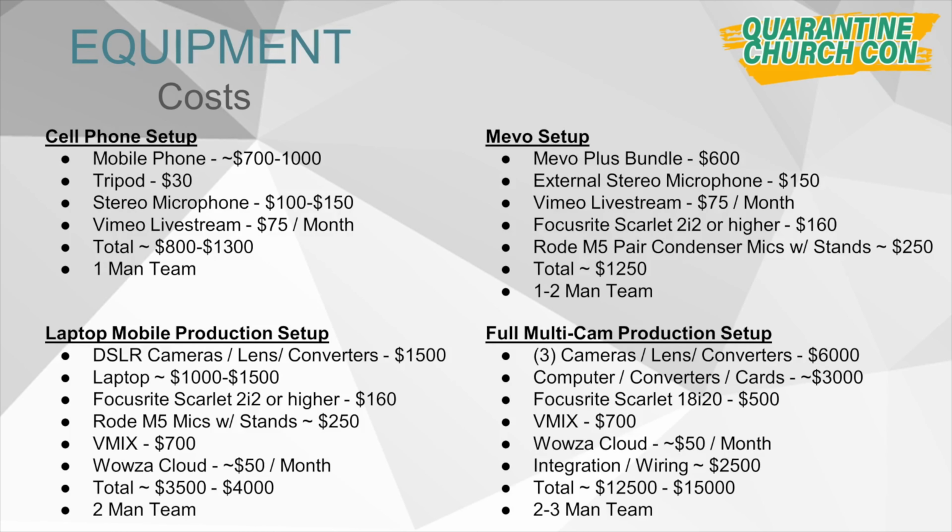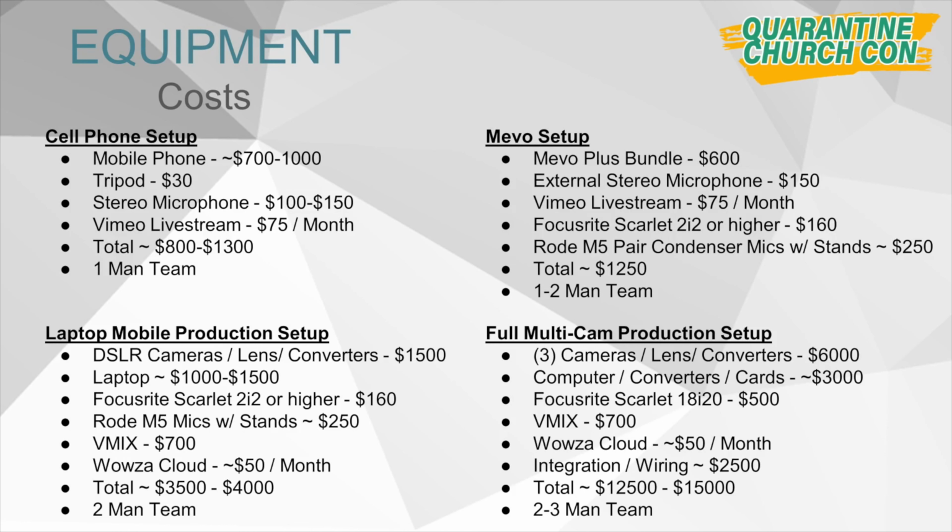If you've got a mobile phone, you don't have to pay for that already, but most mobile phones are $700 to $1,000. A tripod for an iPhone is about $30 on Amazon. Stereo microphones, $100 to $150. Again, Vimeo live stream is $75 a month, and you can play it out from there. So you're looking at an investment of $800 to $1,300.